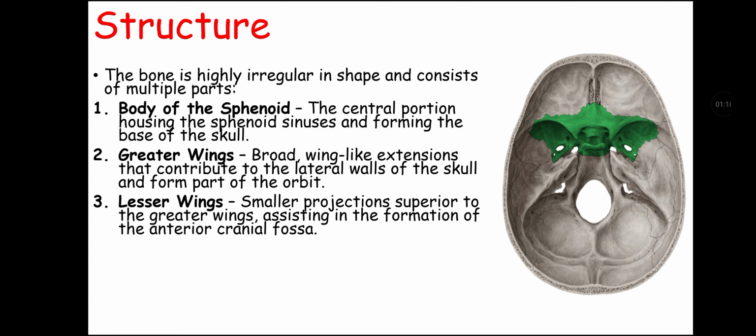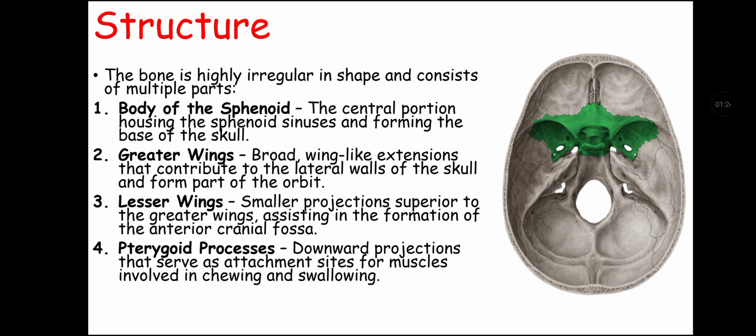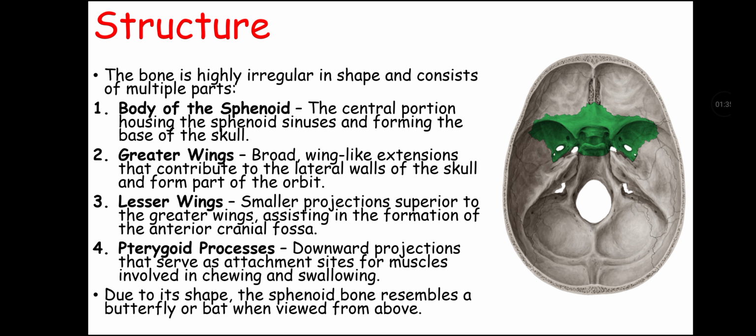And the other part is the lesser wings, which are small projections paired with the greater wings, assisting in the formation of the anterior cranial fossa. The next part of the sphenoid bone is the pterygoid processes, which are downward projections that serve as an attachment site for muscles involved in chewing and swallowing. Due to its shape, the sphenoid bone resembles a butterfly or bat when viewed from above.